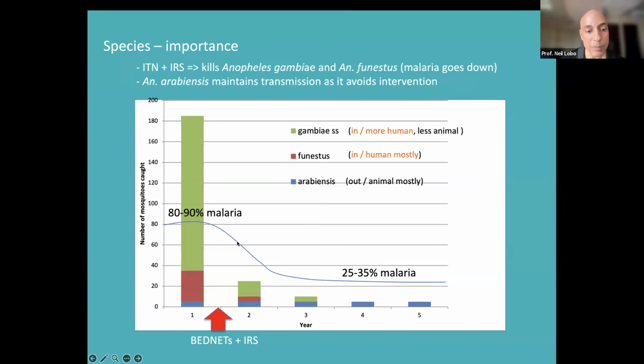So malaria went down proportionally because the primary vectors were impacted the most, the green and the red. And the blue one didn't really change. So malaria went down to 20 to 35%. And that was sustained by these mosquitoes and by the behaviors of those mosquitoes that continued in the system. And what actually happened in years 6, 7, 8, 9?